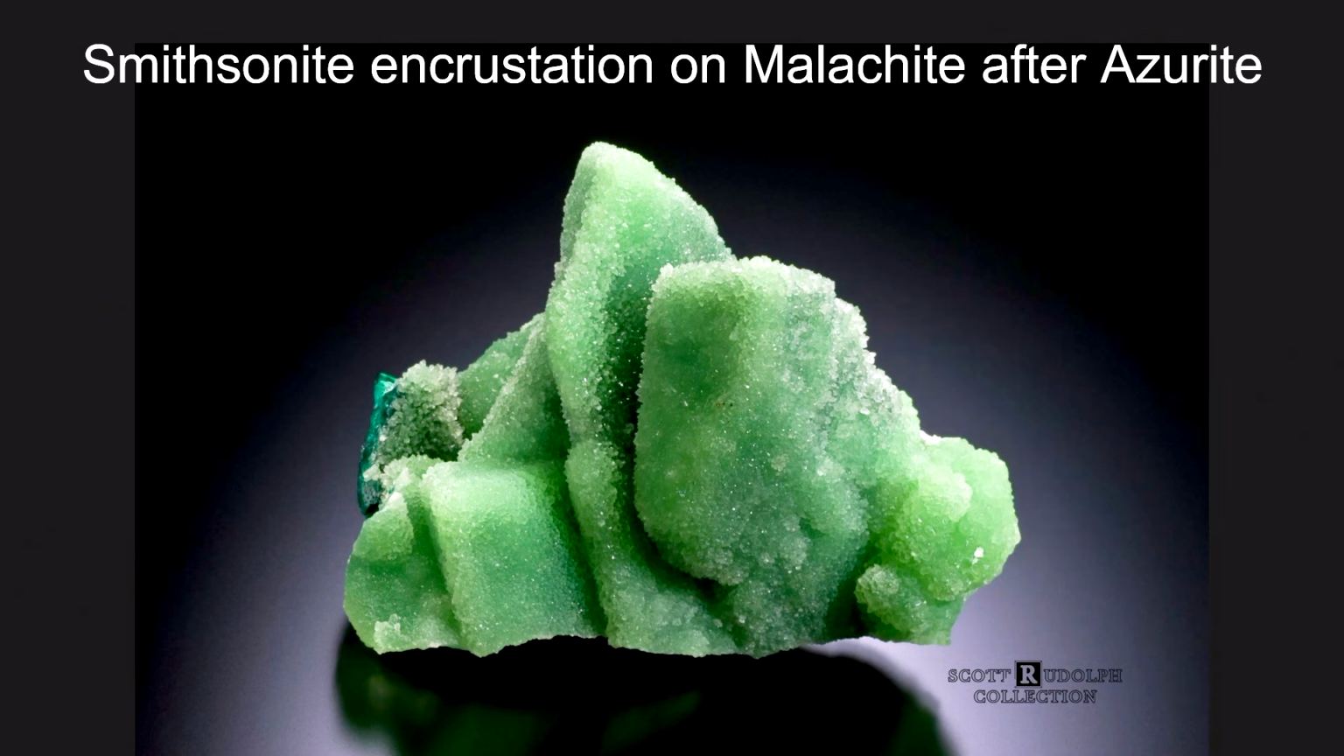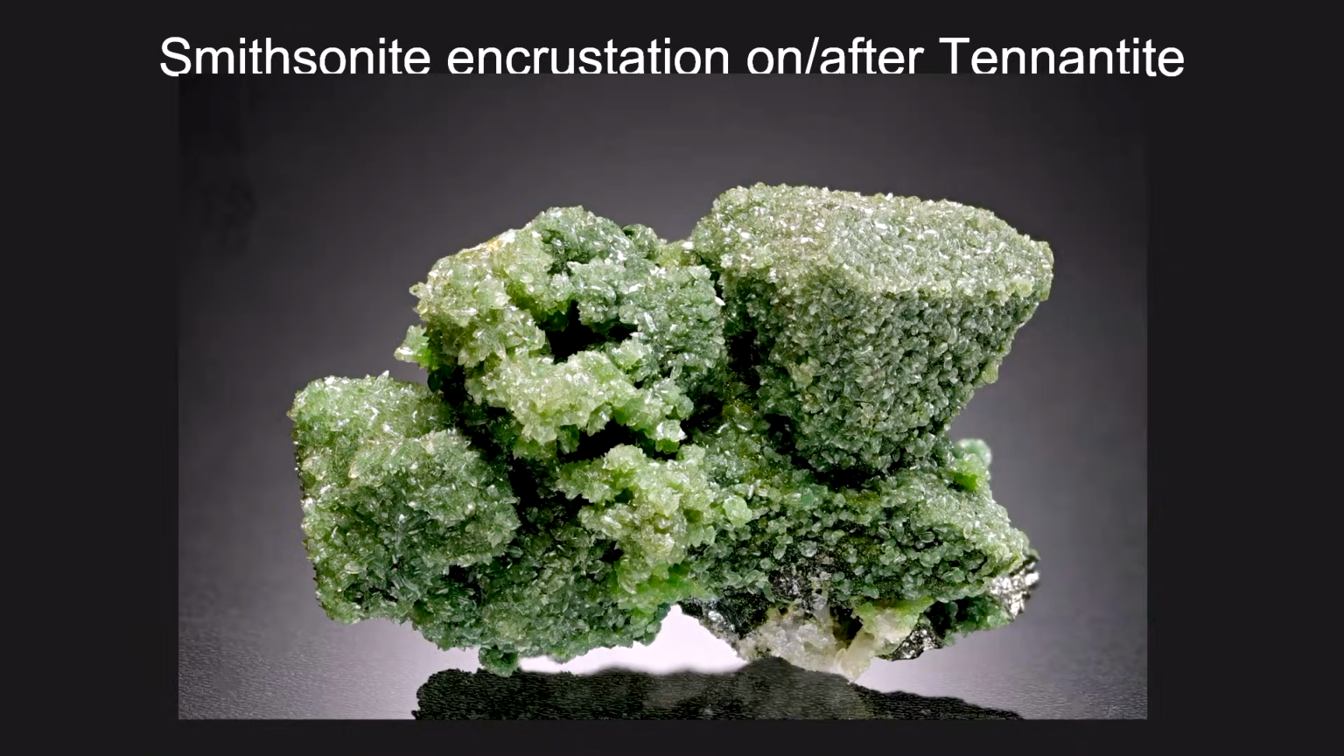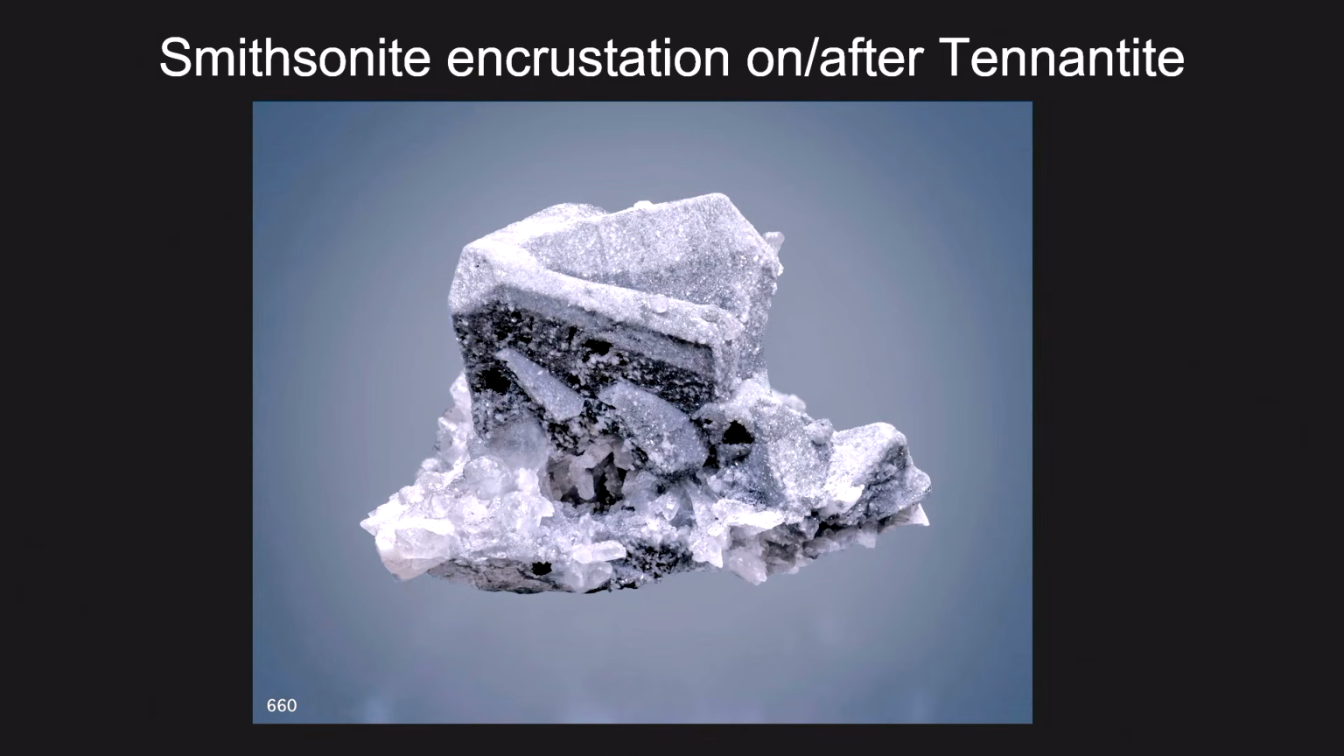Here's a lovely encrustation. We have a malachite after azurite pseudomorph, and this in turn has been coated with a thick layer of green smithsonite. Here smithsonite is coating crystals of tennantite. And here's another example of smithsonite coating tennantite.